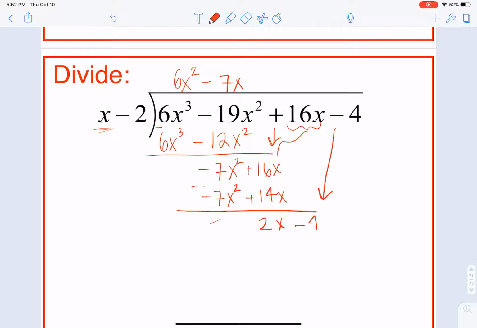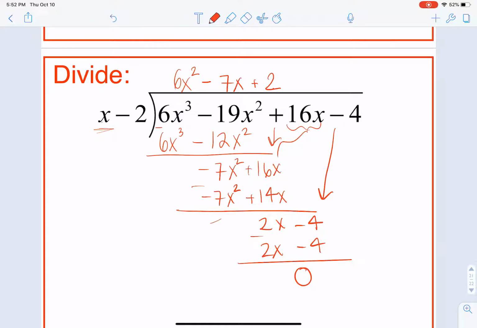I'll bring down my minus 4. x times what is 2x? I can add 2 here. 2 times x is 2x. 2 times negative 2 is negative 4. Subtract, and here I'm left with 0.